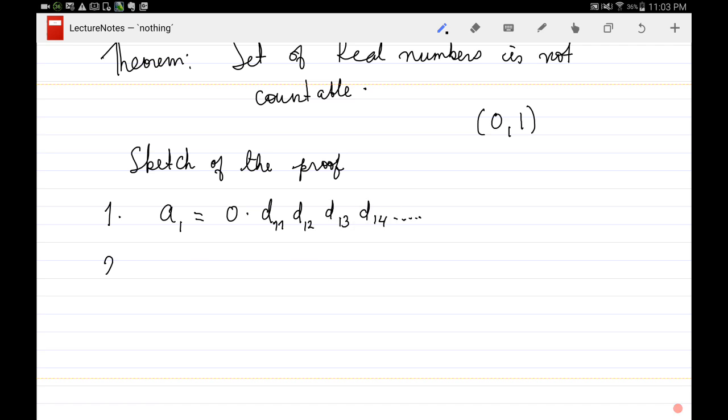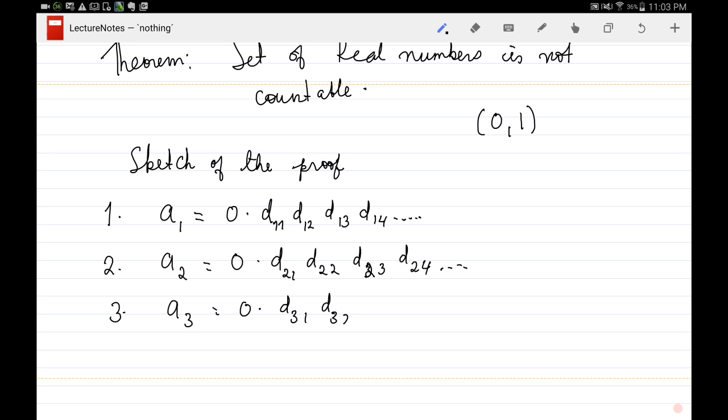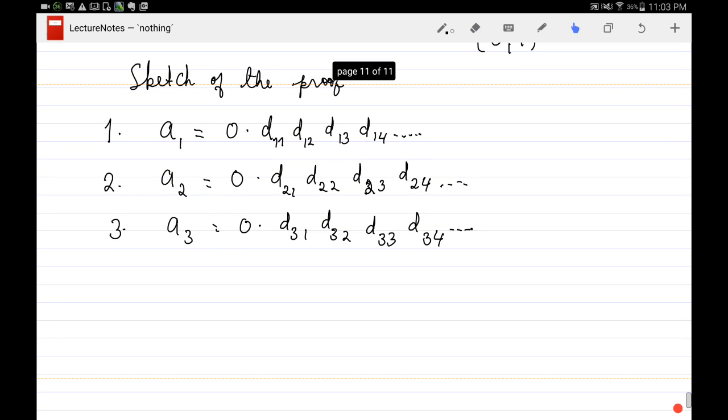And the second number in our list will be A2. We'll have the decimal representation 0 point D21, D22, D23, D24, and so on. The third will be A3, which will be 0 point D31, D32, D33, D34, and so on. So what we've done, and this goes on forever. Okay, so this list is countable because we can list it with the integers, and we're saying that it has the real numbers that we desire. But this will be a contradiction because we're going to be able to produce another number.